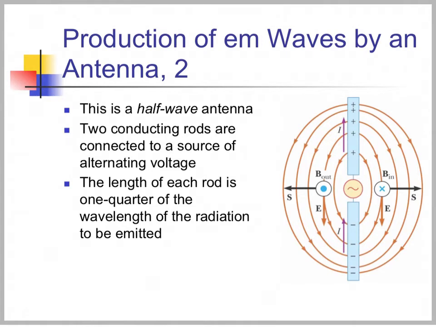So, to produce electromagnetic waves by an antenna, there's many different antenna designs. The one here on the side is called a half-wave antenna. Two conducting rods are connected to a source of alternating voltage. The length of each rod is a quarter of the wavelength of the radiation that we want to emit.